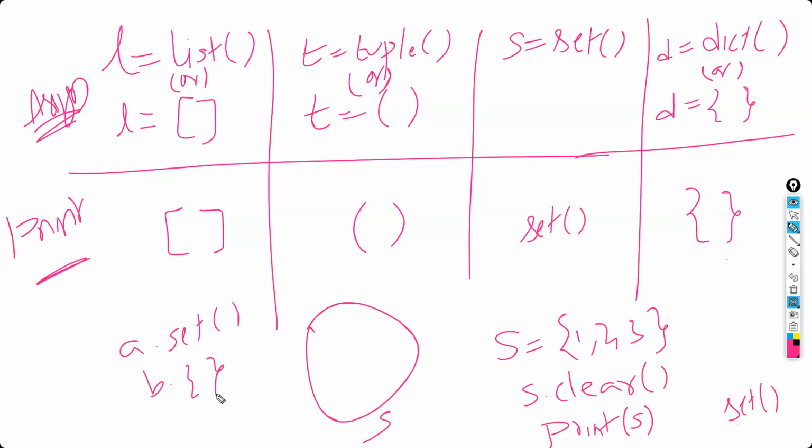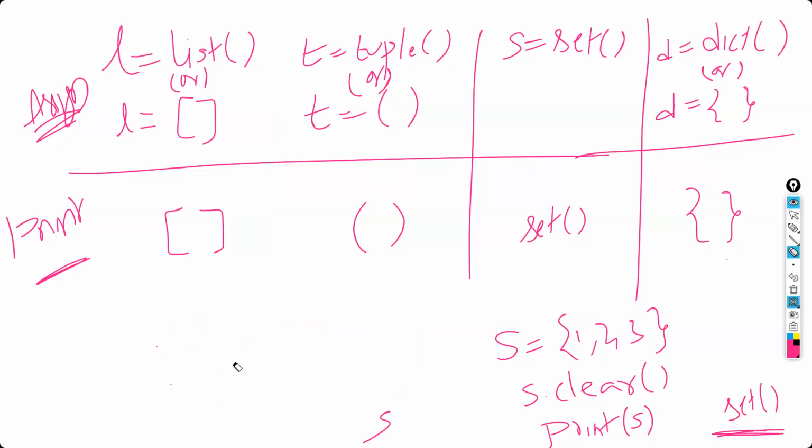Okay. So don't select the option B. The output of empty set will always be like this. It is not this one. Clear, guys?